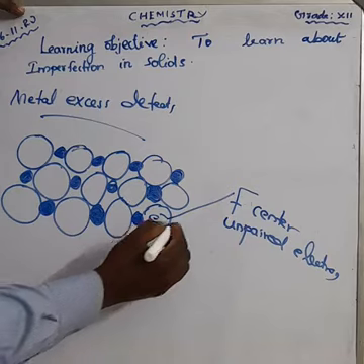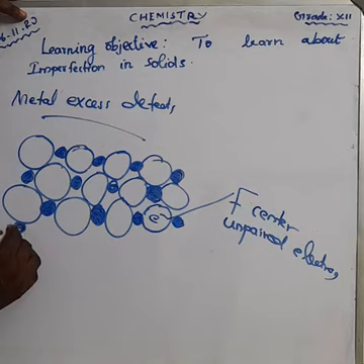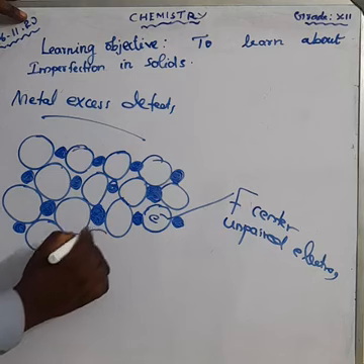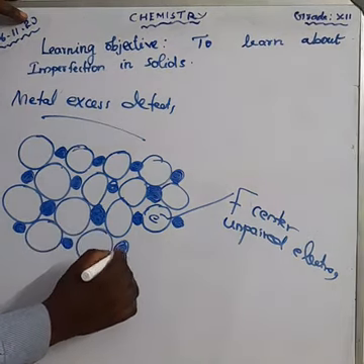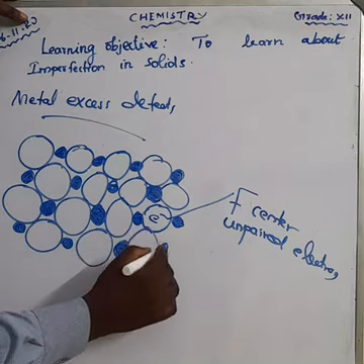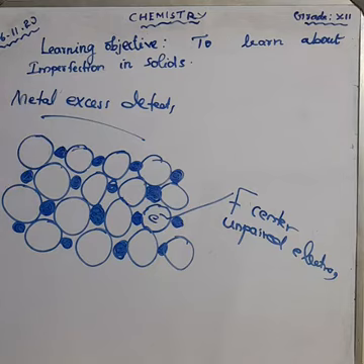Then sodium ion, chloride ion, and so on. Here we take alkali metal halides. Alkali metal halides such as NaCl and KCl are examples of the metal excess defect.